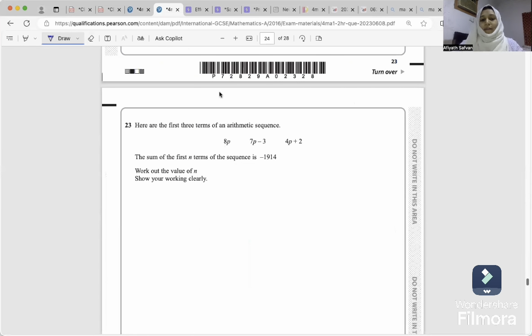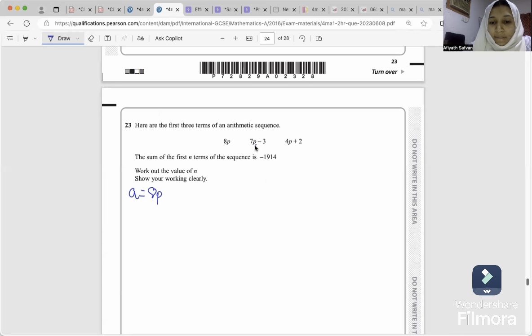Here are the first three terms of the arithmetic sequence. The sum of the first n terms of the sequence is minus 1914. Work out the value of n. Okay. So the first term is always your A. A is called the first term.